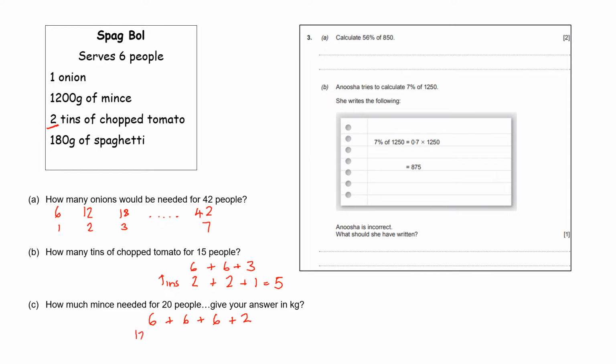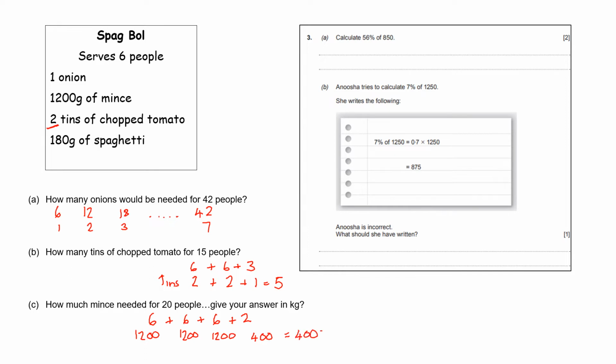Well, there was 1,200 for the first 6, 1,200 for the next 6, 1,200 for the next 6. But for the 2 people, I need to divide that by 3. Okay, how many 3s go into 12? 4, and then add the 2 zeros on the end. So I only need 400 to make for those 2 people. Add them together: 1,200, 1,200, 1,200, and 400, you get 4,000.